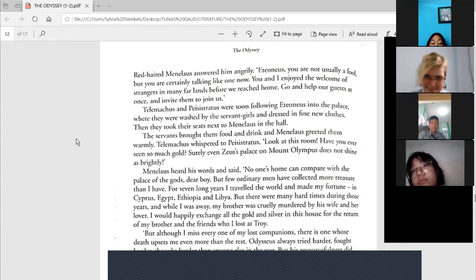Telemachus and Pisistratus were soon following Eteoneus into the palace. When they were washed by the servant girls and dressed in fine new clothes, they took their seats next to Menelaus in the hall.